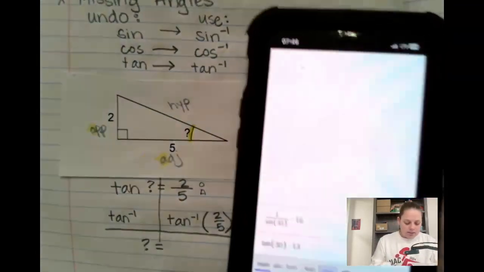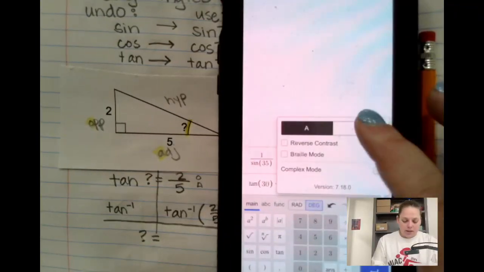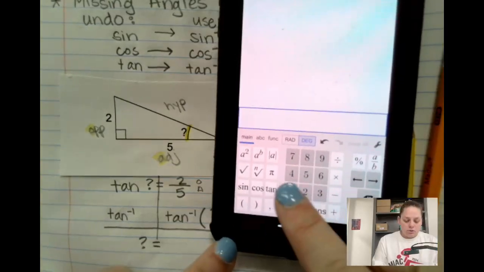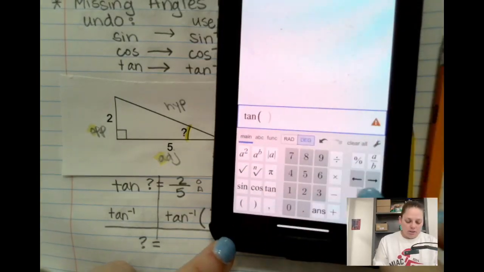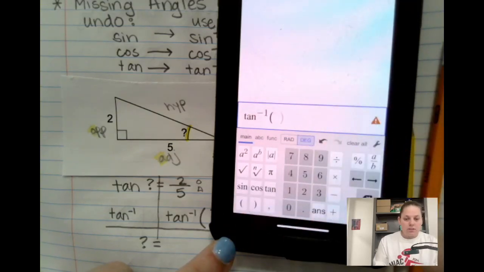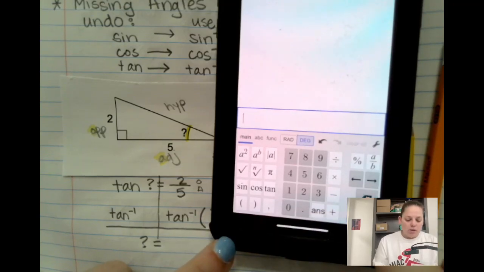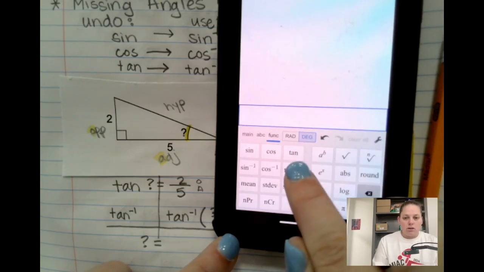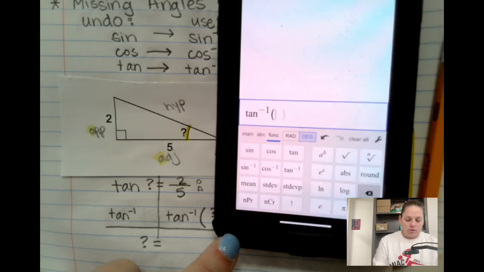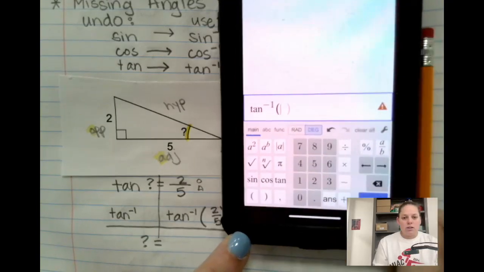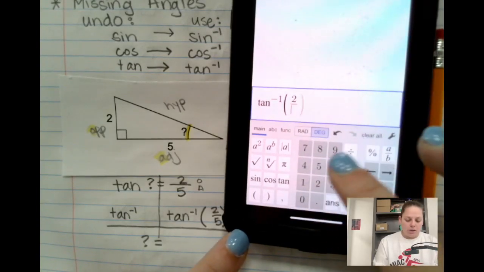To get to these, it's a little bit different. I'm going to zoom back in. To get to these, you can either do tangent, and then you can delete. You can hit the -1, and then go to parentheses, and it'll identify it as the inverse. Or if you hit func up here, func stands for function. Right here underneath tangent is tangent inverse. Same one either way. So tangent inverse, and then in the parentheses, 2 divided by 5.